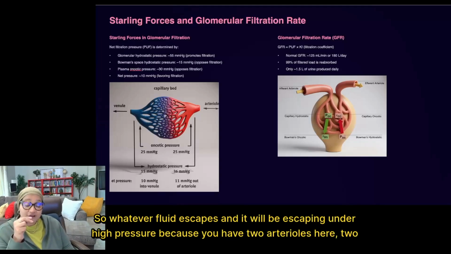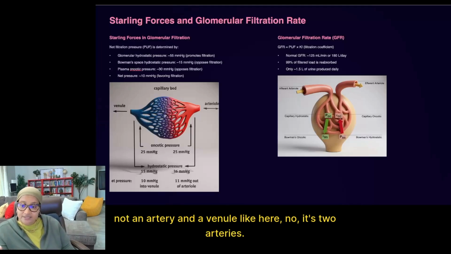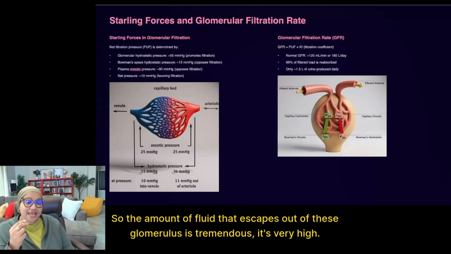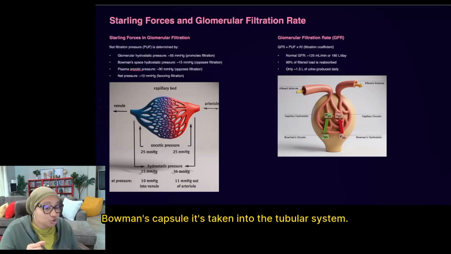So whatever fluid escapes will be escaping under high pressure because you have two arterioles here. Two high pressure vessels, not an arteriole and a venule like here. No, it's two arteries. So the amount of fluid that escapes out of this glomerulus is tremendous. It's very high, and it's taken into the Bowman's capsule, and from the Bowman's capsule, it's taken into the tubular system.